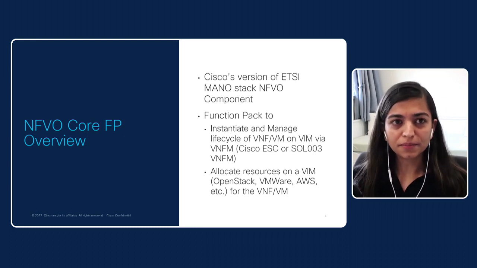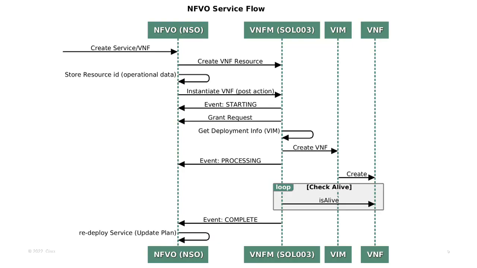Before we jump into any kind of numbers, let's look at how the NFVO service flow looks. This would help us understand how the internals of the service work and how and where NSO would scale. As you can see in the diagram, there are four main components here that will be interacting with each other. One is NFVO, which is a core function pack, a package on top of NSO. Another one is VNFM, which is a Sol3 VNFM, a generic VNFM, and then Vim, and then VNF.